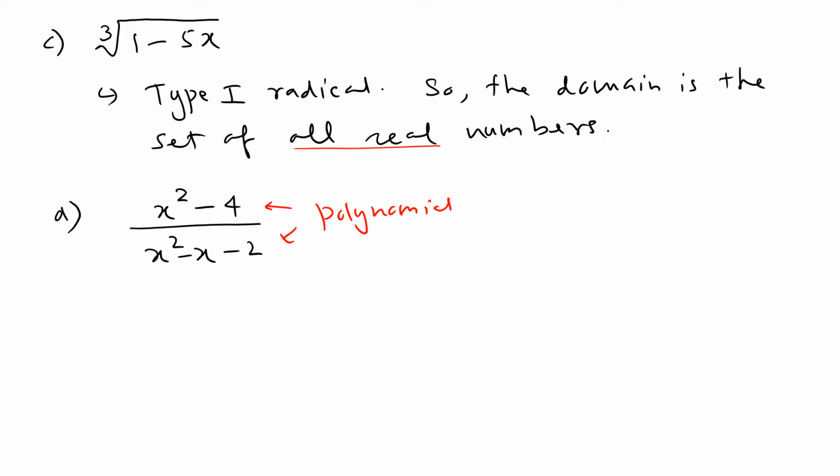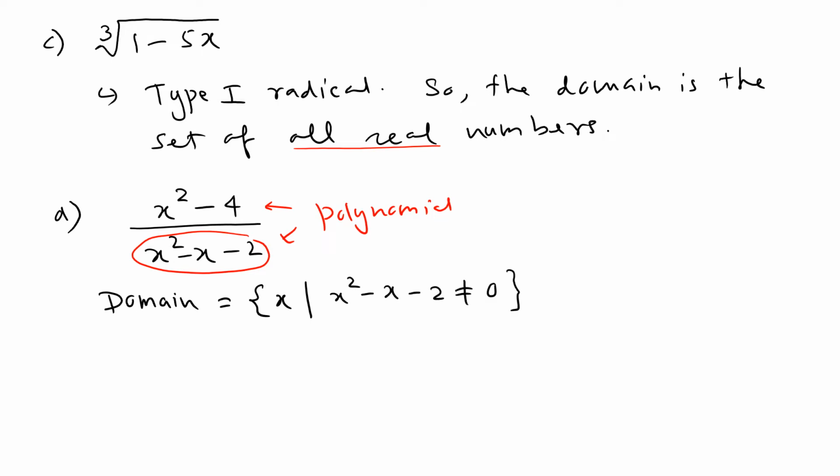When you have a rational function, the theory says that we only need to worry about the denominator. We are not going to factor or anything. Just look at the denominator and make sure that you avoid dividing by 0. That means we remove the zeros from the denominator. That's the only thing we do. So the domain is simply x such that the denominator is not equal to 0. The not equal sign is the important one here, and we only pick the function from the denominator.